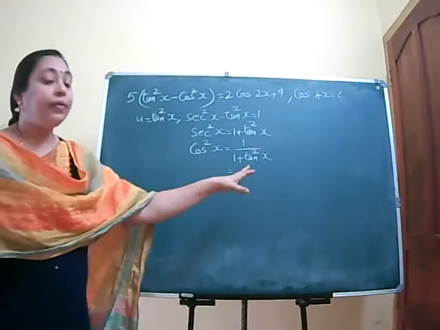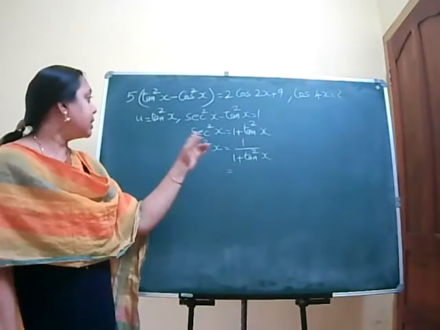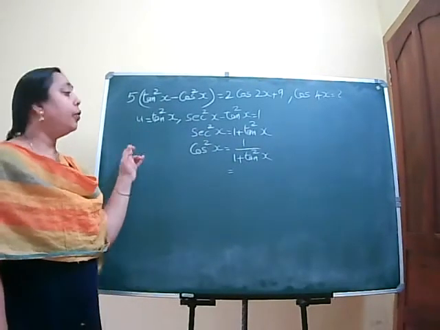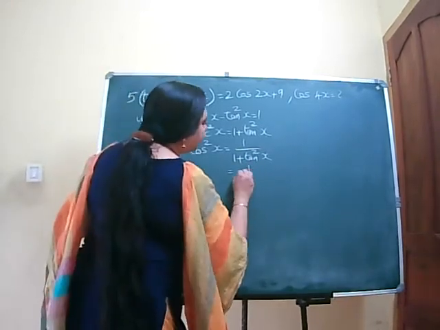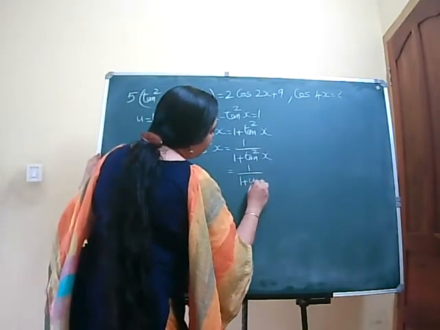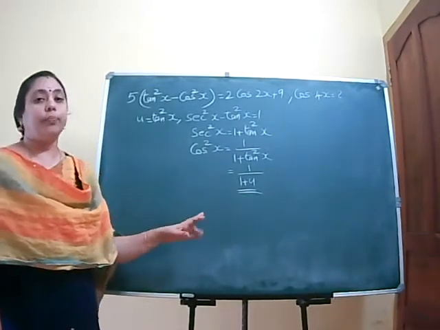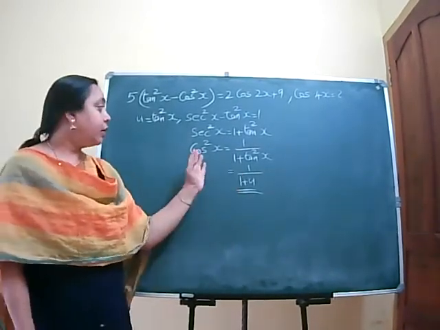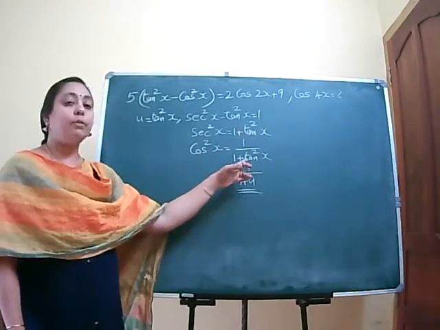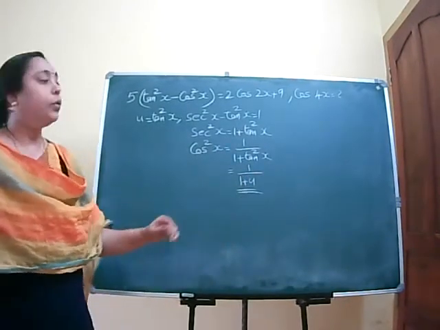Since we have taken the substitution for tan square x as u, this becomes 1 by 1 plus u. So, we converted cos square x into the terms of tan square. Okay.